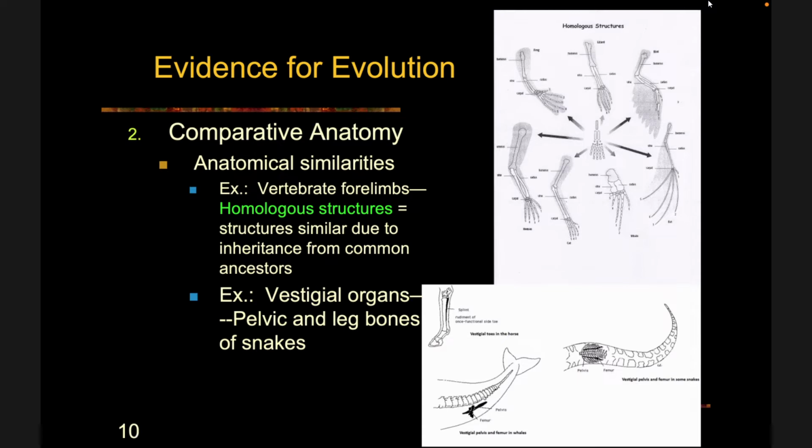Internally in the bones, they still have a pelvic girdle. They still have a femur, which is the long bone in your legs, but it's very highly reduced and it doesn't do any good. And therefore, it is a vestigial organ.